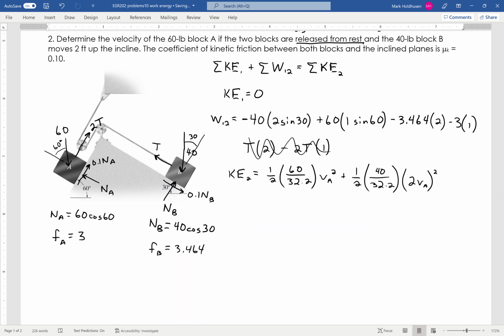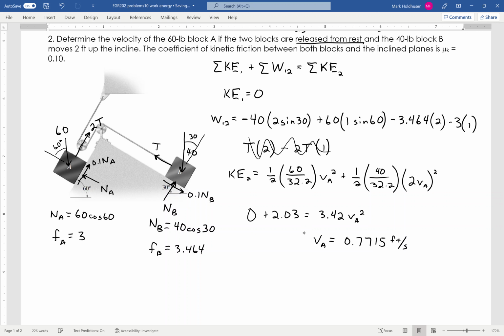Now plugging into that equation, my initial kinetic energy is 0. Everything starts from rest. I add up all of my work shown in that second part of the equation, which is 2.03. Then I set that equal to my final kinetic energy, which I can reduce down to 3.42 times the velocity of A squared. From that, I can calculate very quickly that VA is 0.7715, and that is feet per second.